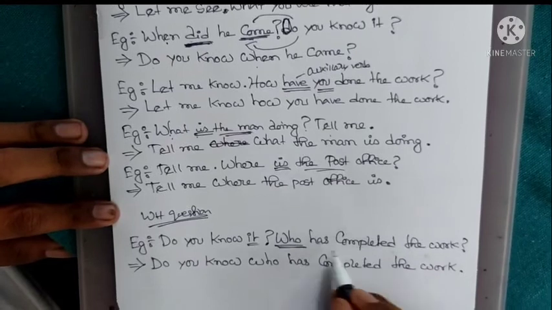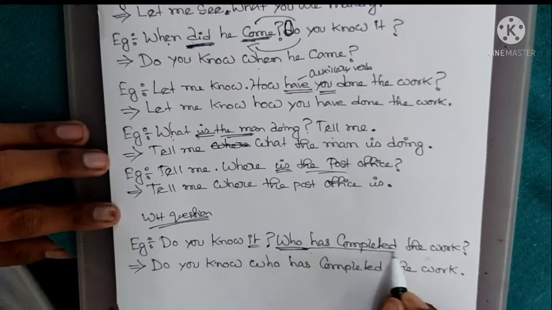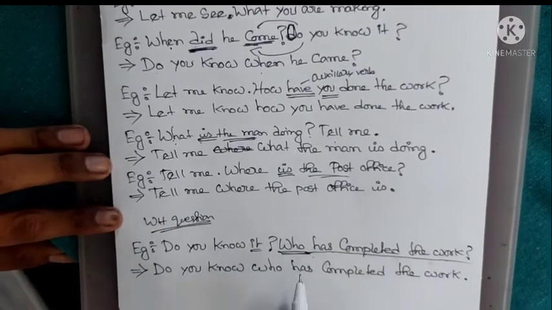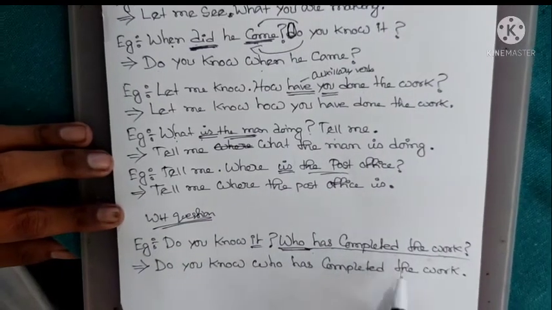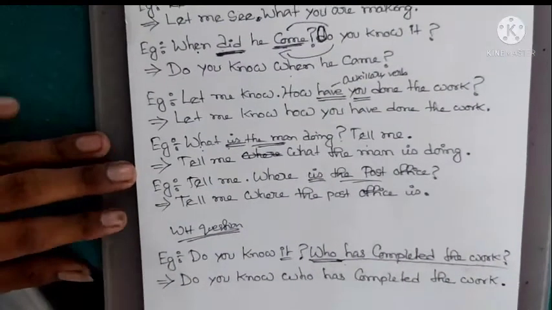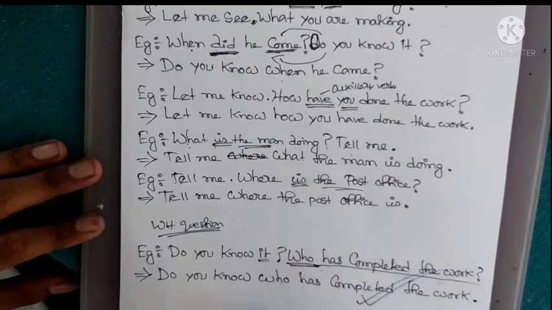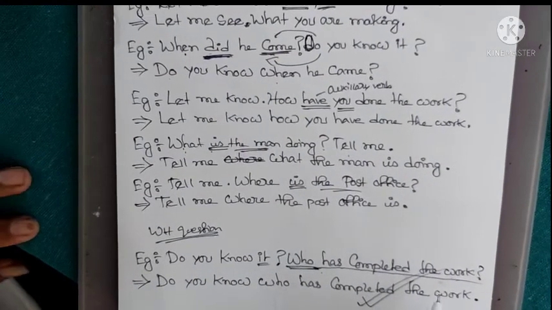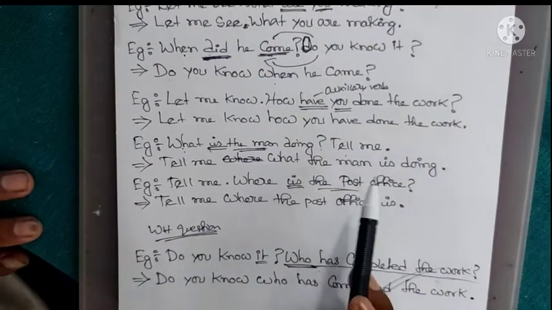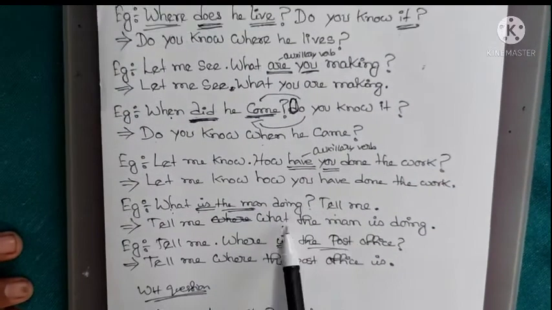Here it remained the same. This sentence will not change, it will remain as it is. So, do you know who has completed the work? So this is how we combine the sentence. I hope you understood a little bit how to change the WH question.